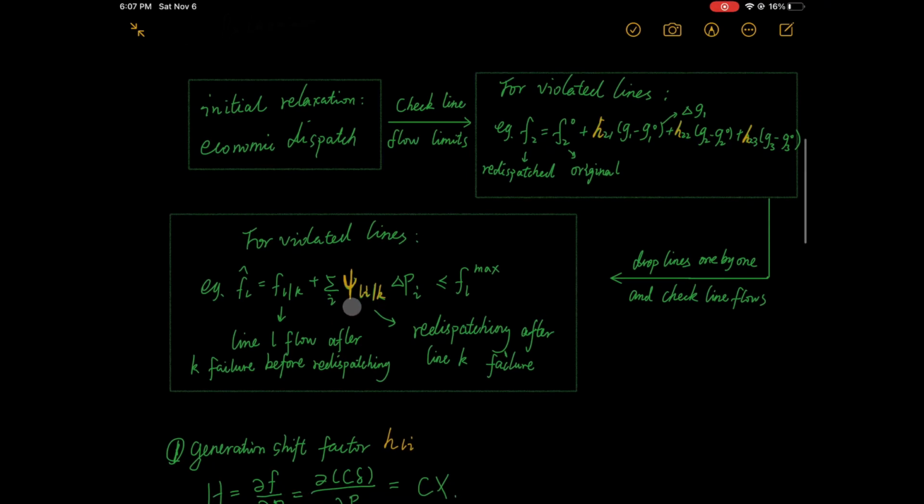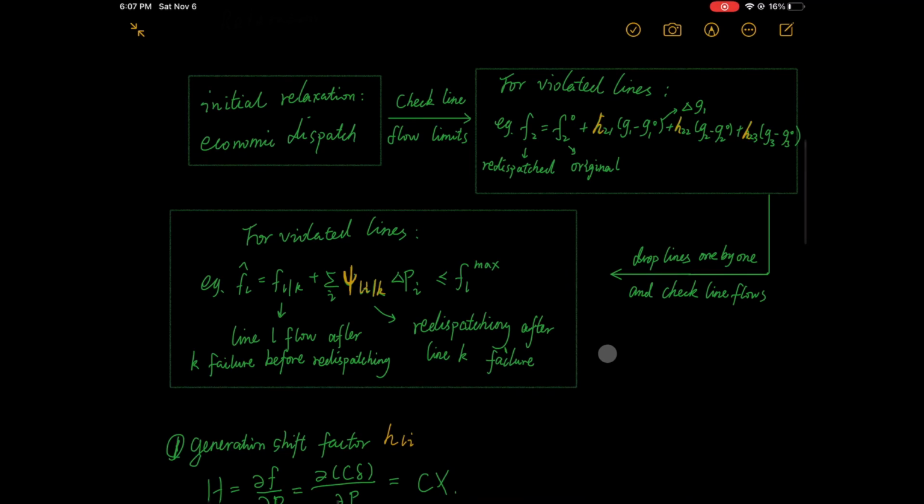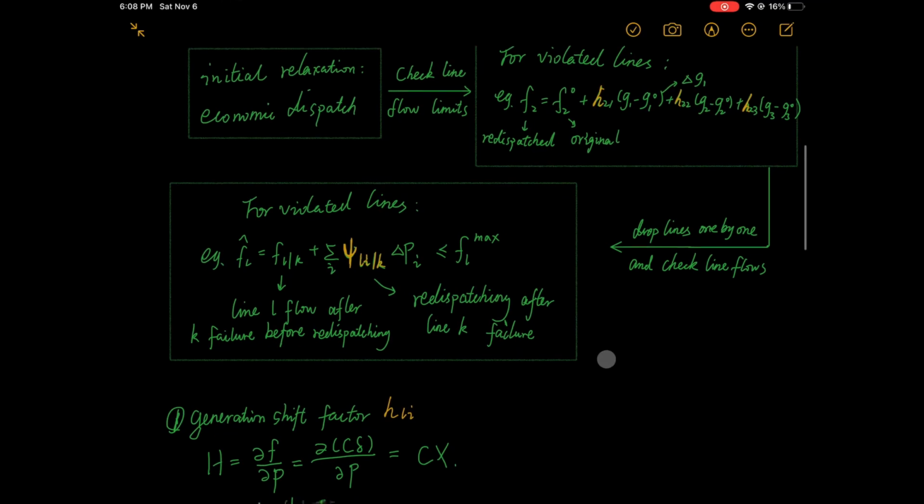The reason why we use the shift factors we just mentioned is that when there's a generation change or network topology change, we don't want to do the whole line flow calculation again, but rather we hope to use some pre-calculated factors together with the original generation information to represent redispatched power flows.